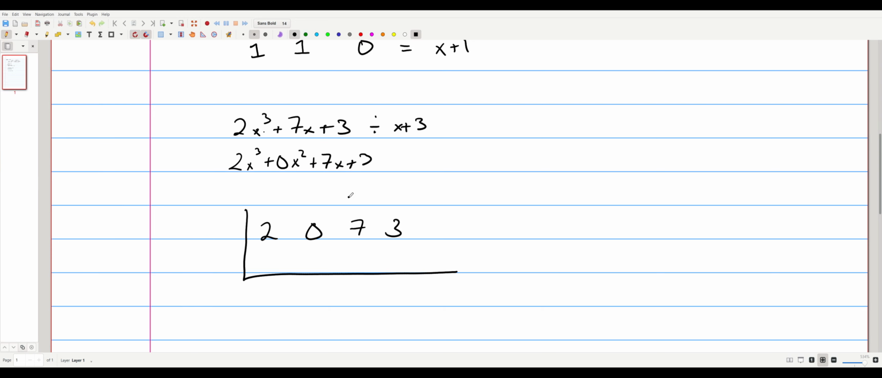Then what number goes out here? It's going to be whatever makes this linear term 0. So we set x plus 3 equal to 0. We subtract from both sides to solve for x. We get x is equal to -3. And so that's what we're going to put here. The first term you just bring down. 2 times -3, that's -6. 0 plus -6, that's -6. -3 times -6, that's positive 18. 7 plus 18 is 25. -3 times 25 is -75. And 3 plus -75 is -72.